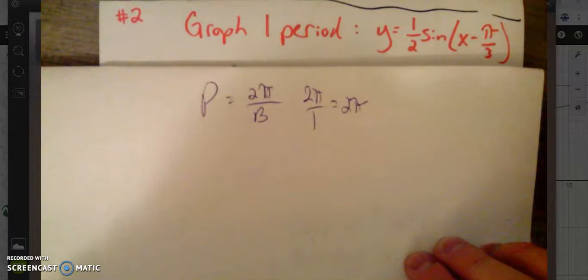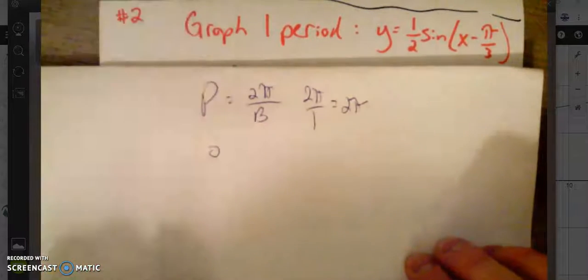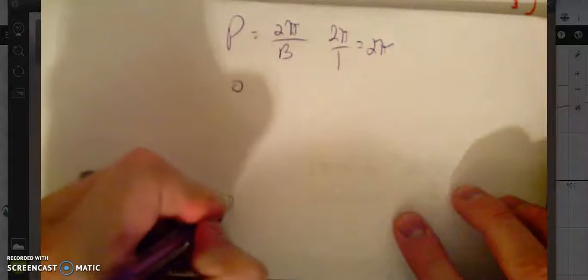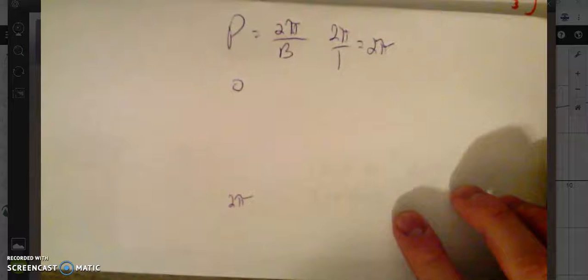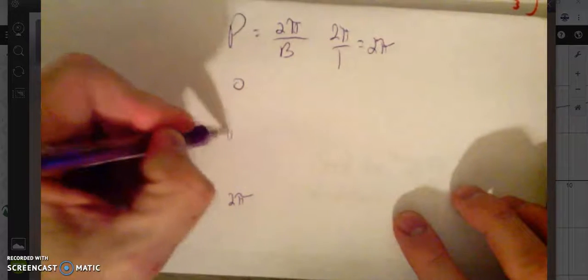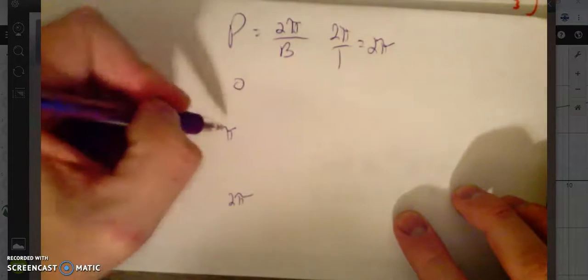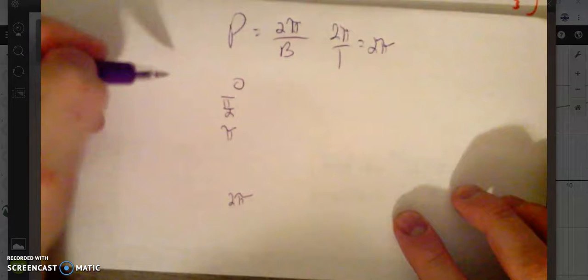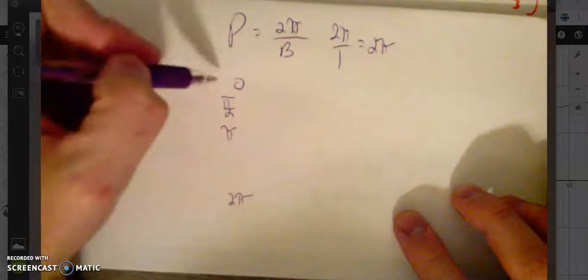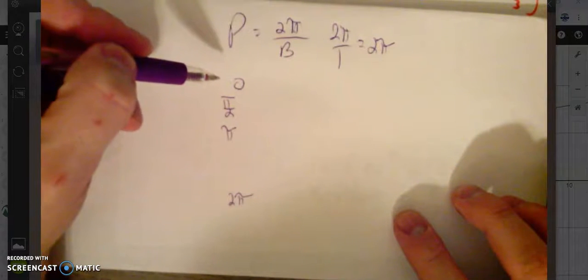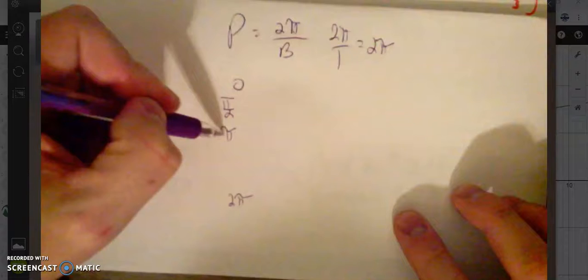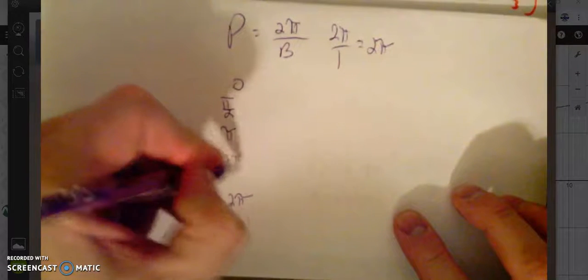Next step, once we've decided on the period, we want to break it up into fourths. I'm starting at 0, going down to 2 pi, that's going to give me 1 period. We find half of 2 pi, which is 1 pi. We take half of that, which is pi over 2, and then we take 3 of those. So 1 pi over 2, this would be 2 pi over 2, and the next one will be 3 pi over 2.